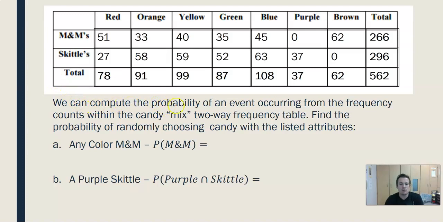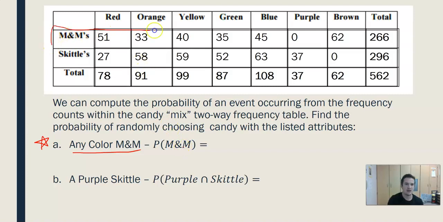So we can compute the probability of an event occurring from the frequency counts within the candy mix two-way frequency table. So find the probability of randomly choosing candy with the listed attributes. These are all in your guided notes, so follow along if you have those. If not, take your own notes. But A says, find the probability of drawing any color M&M. So in other words, in probability set notation, we would write that as the probability of drawing an M&M.